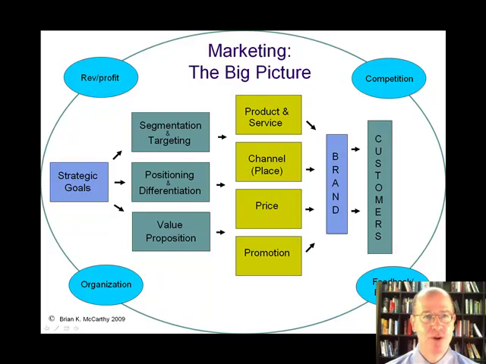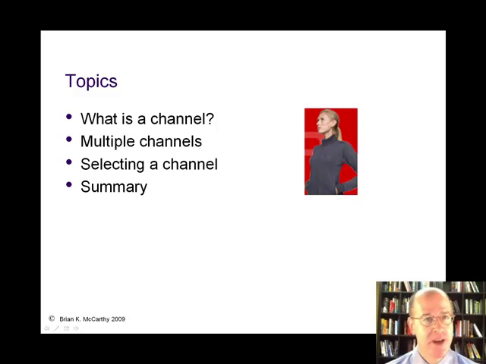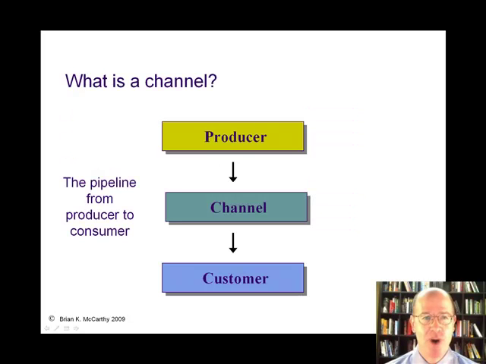Finally, we will tackle the most mysterious member of the marketing 4Ps: product, place, price, and promotion. Place refers to channels of distribution. We will discuss specifically what is a channel, multiple channels of distribution, selecting a channel, and then we will summarize.